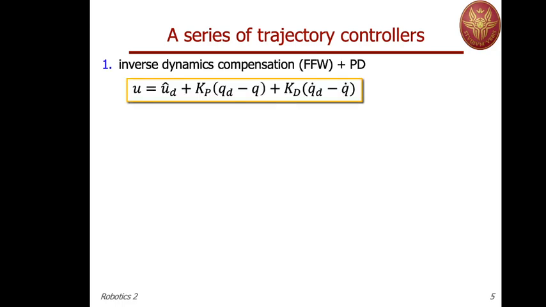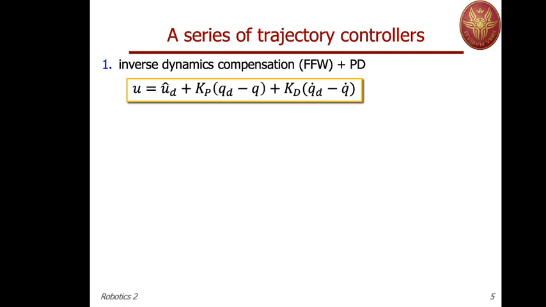So the first idea is to add to the inverse dynamic compensation, so the inverse dynamics computation, which we call the feedforward term. We will use FFW as an acronym for everything which can be pre-computed offline. We can add to it a PD action on the position and velocity error. Again, PD stands for proportional derivative, so proportional to the position error and proportional to the derivative of the position error, which is nothing else than the velocity error. And this time, remember that qd is a twice differentiable trajectory, so qd dot will be different from zero in general, as well as qd double dot.